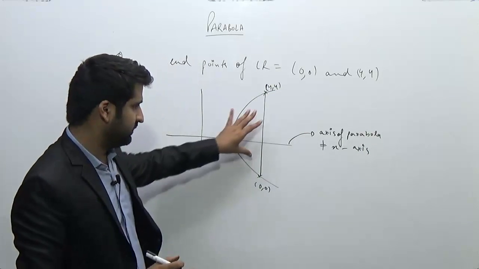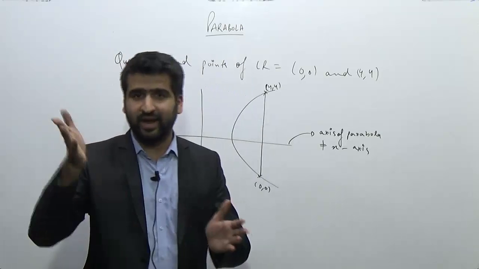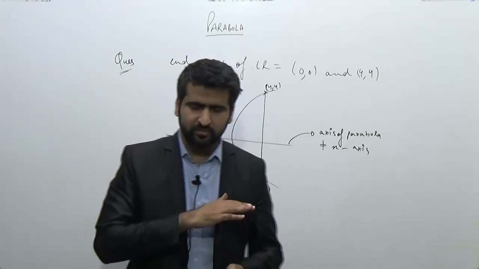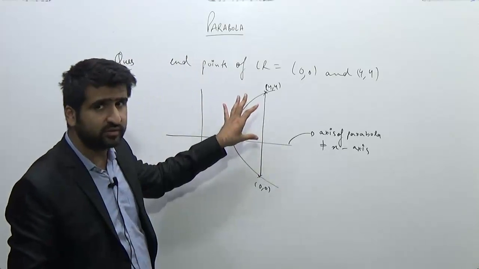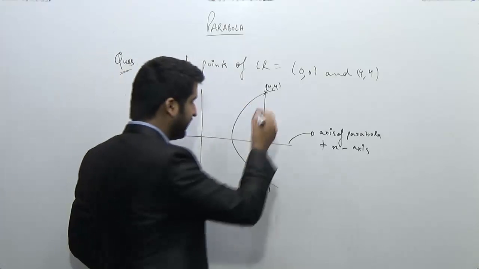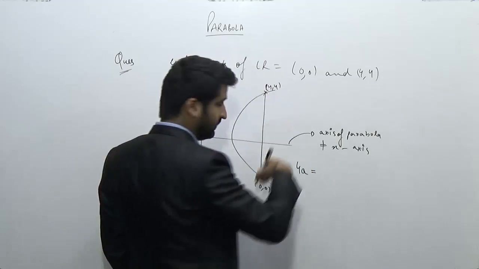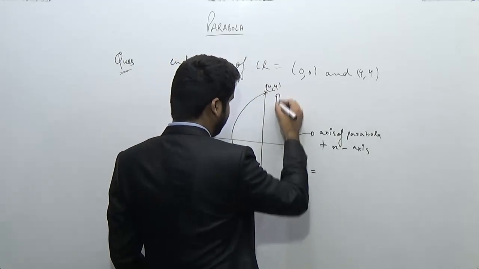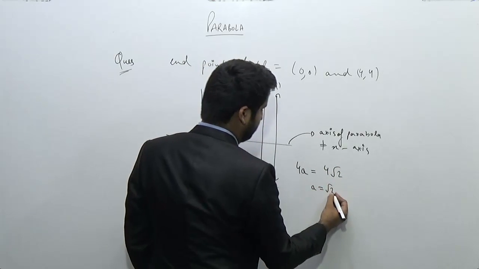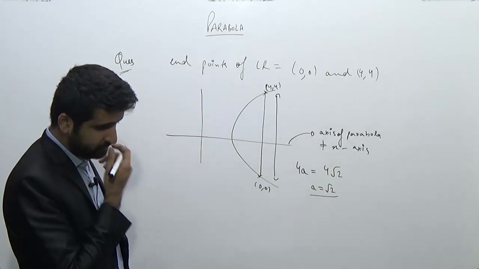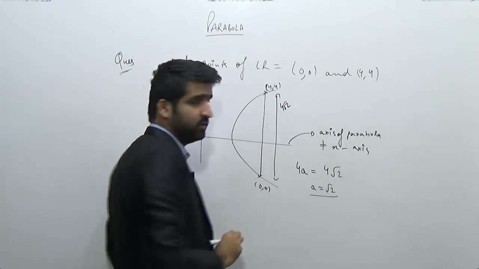Now see that I told you that if you are given the length of the latus rectum, it doesn't depend at which angle the axis is. So it doesn't matter if the axis is along the x-axis or y-axis or tilted, right? So this length will always remain the same, always equal to 4a. So now I know that 4a is equal to this length. Can you find this length? This length is coming out to be 4 root 2. So the value of a is coming out to be root 2. And I know this distance is 4 root 2.